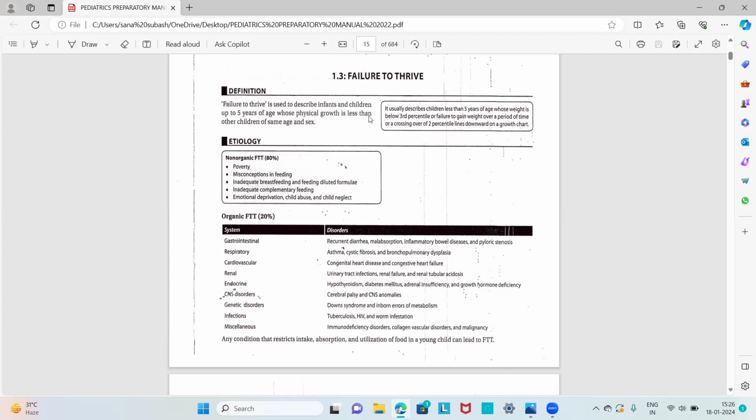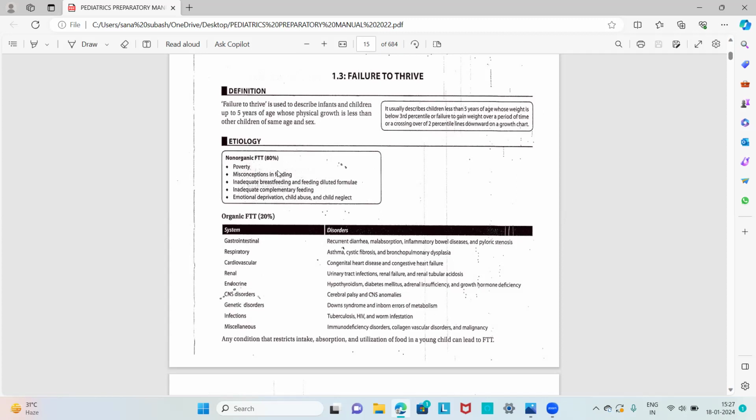That is inadequate weight gain over a time compared to the children of the same age and sex. It usually describes the children less than 5 years of age whose weight is below the third percentile, or who fail to gain weight over a period of time, or a crossing over of 2 percentile lines downward on a growth chart. That is called the failure to thrive. That is the definition of the failure to thrive.